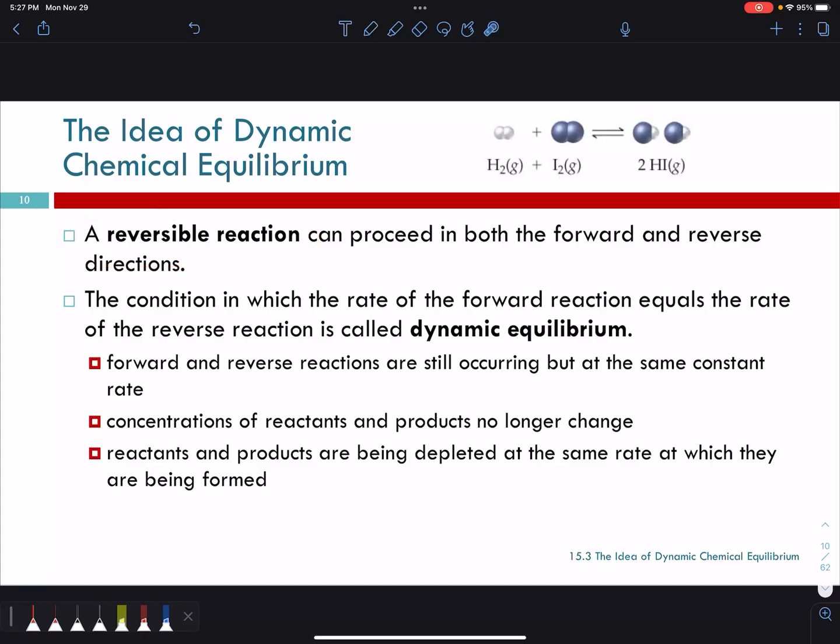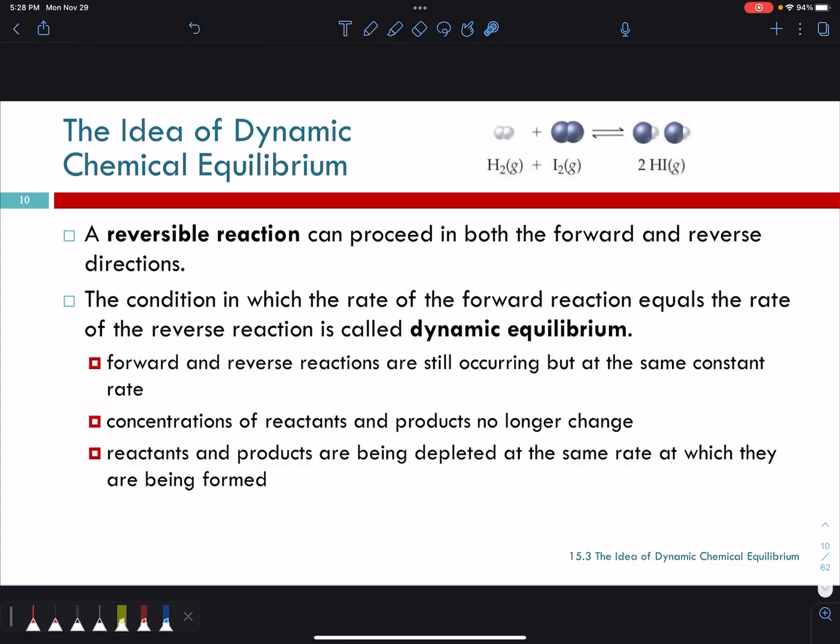So most reactions are reversible to some degree, but it can proceed in both the forward and the reverse directions. So if we have hydrogen and our iodine again, these two can collide and then react to form hydroiodic acid. But these hydroiodic acid molecules can also collide with each other and go backwards to hydrogen and iodine.